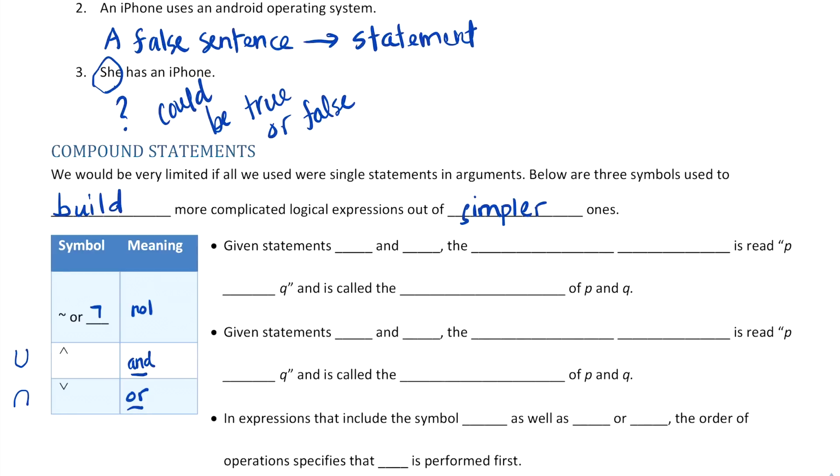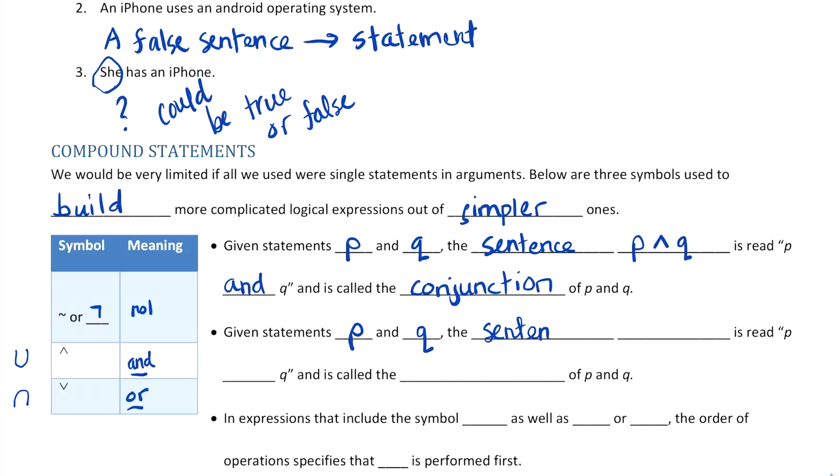All right? Okay, so given statements P and Q, the sentence that I just wrote is read P and Q and is called the conjunction of P and Q. All right, given statements P and Q again, the sentence that I'm writing now is read P or Q and is called the disjunction of P and Q.